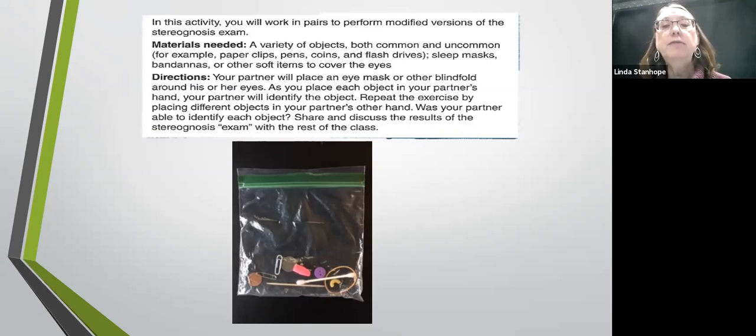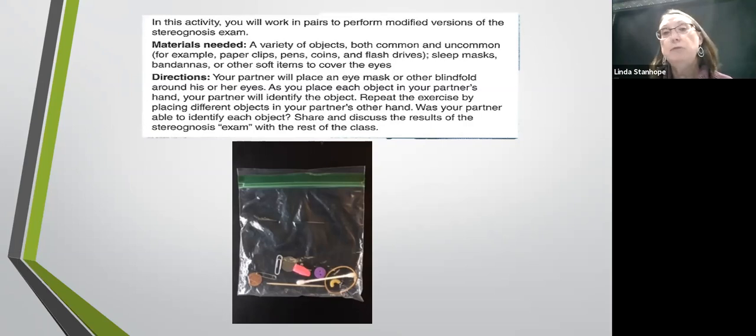Then they would blindfold one of the partners and hand them the object to see if they could identify what that object was. At that time, we would spend some time in class talking about neuropathy and different things that might cause an issue with patients being able to feel the textures, and talk about different avenues there.